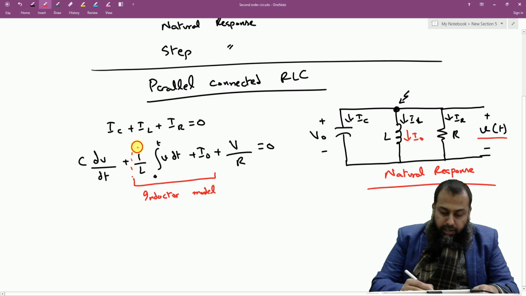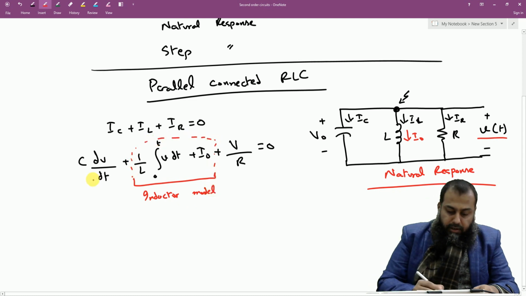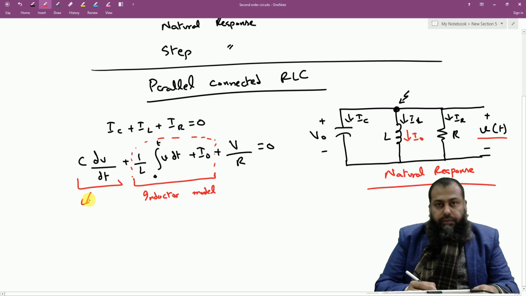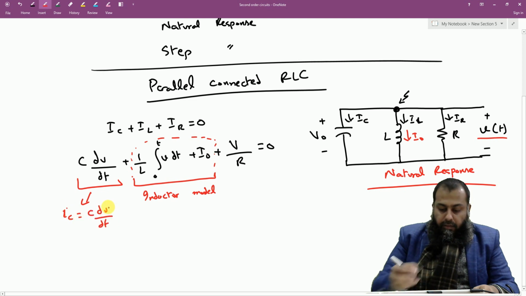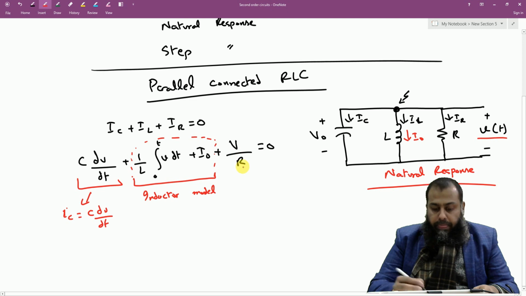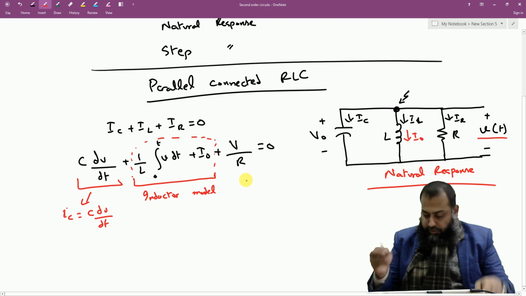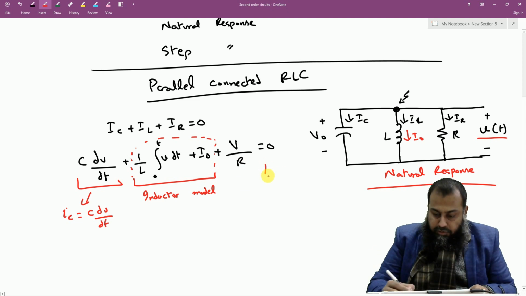So we have this inductor model. This is the relation for the capacitor current, because we know that I_C is equal to C dV/dt, and this comes from Ohm's law. We have applied Kirchhoff's current law on this node by considering that all the currents are leaving the node, and thereafter we have written the simple expressions here. So let us move forward to find the expression for V(t) using this equation as a base equation. Let me call this equation number 1.